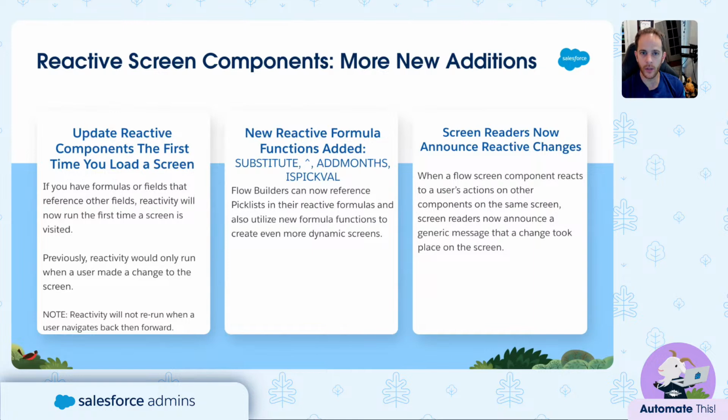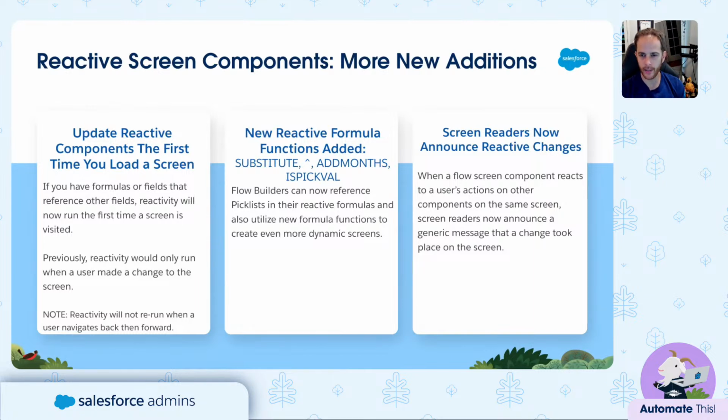We've also added some new reactive formula functions, namely substitute, the exponent function, add months, and isPickVal. So picklist, I think we had some issues with picklist before, but now with our GA, you can expect those to work as they typically do between screens.